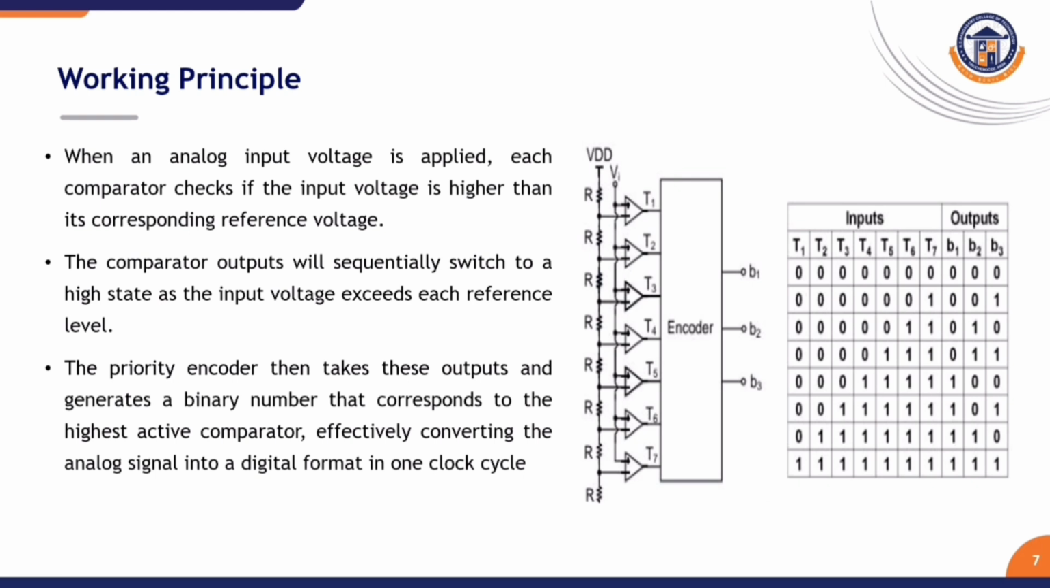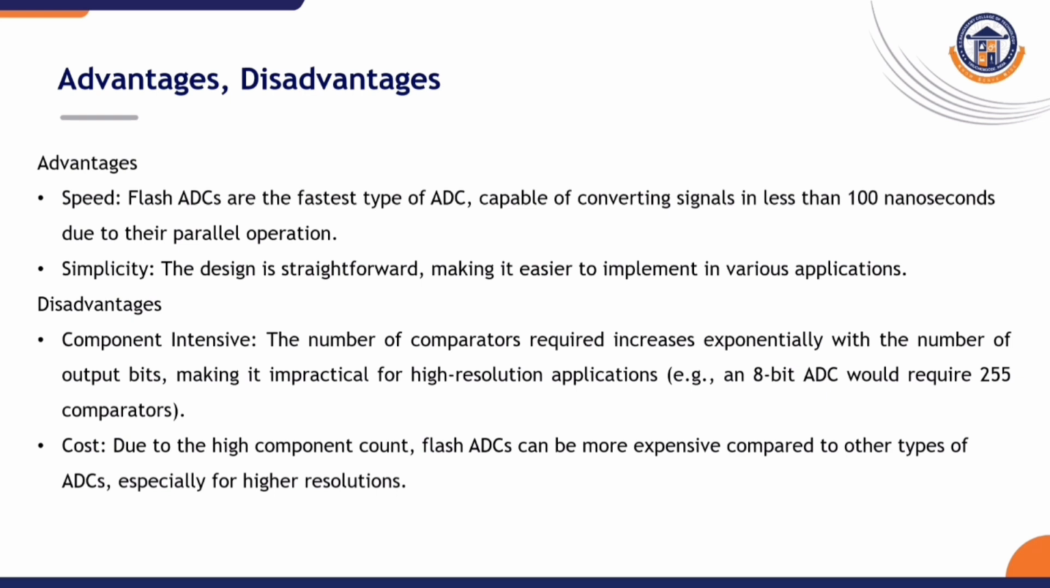Next, advantages and disadvantages of flash type ADC. First, if you consider the advantages, the flash type ADC is the fastest among all the analog to digital converters available, capable of converting in less than 10 nanoseconds due to its parallel operation. Then it has simplicity. The design is straightforward, which makes it easier to implement in various applications. Then its simple conceptual design is suitable for real-time and high-frequency signals.